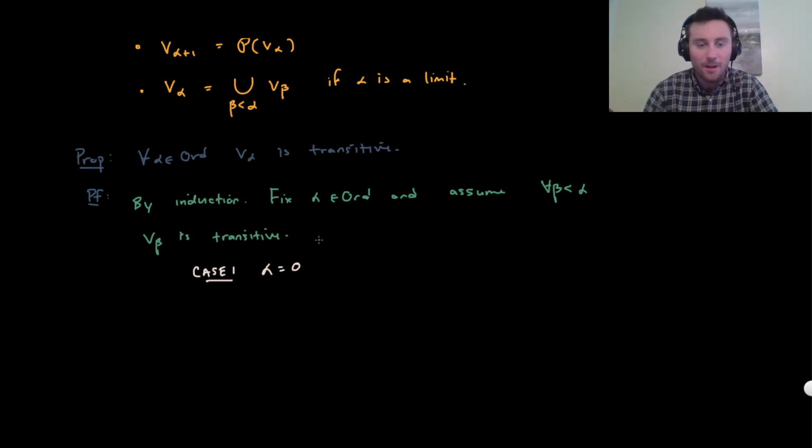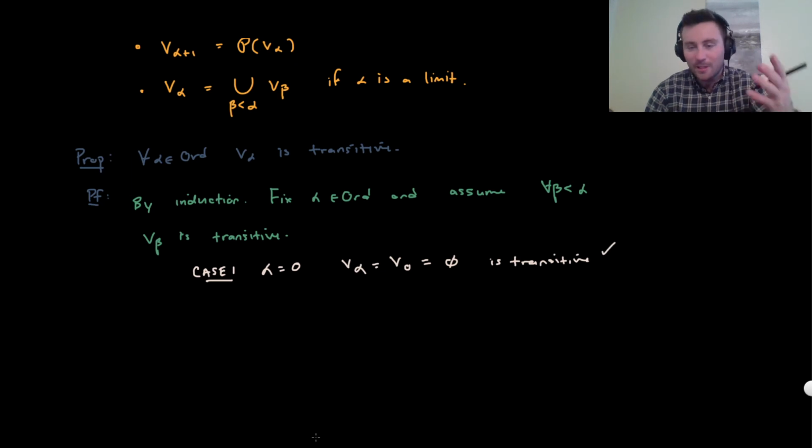So what we need to argue directly is that V alpha, which is just V0, which by definition is the empty set, is transitive. So this is true. Why? Well, you could check it directly, or the empty set is the ordinal 0, and ordinals are transitive. So you could think of it like that as well. Okay, so we're good in this case.